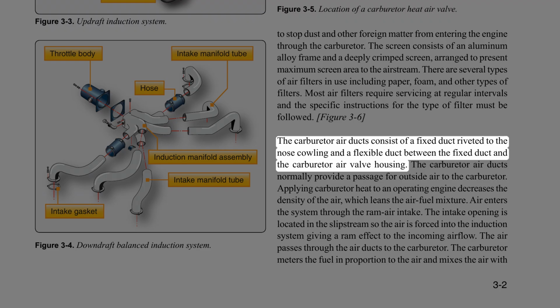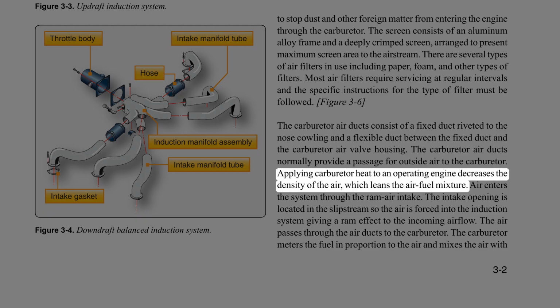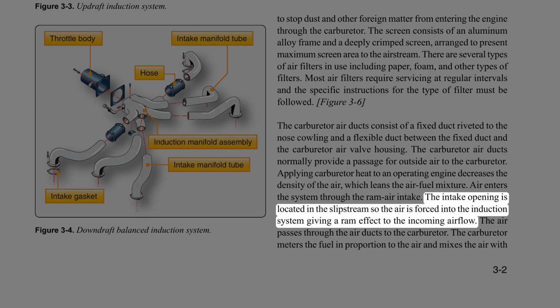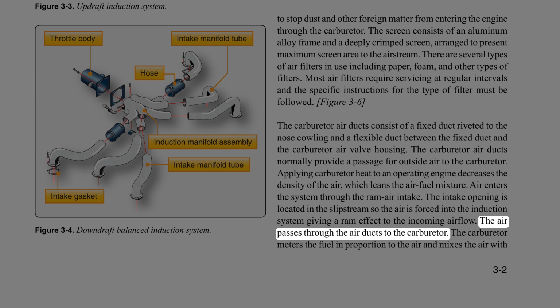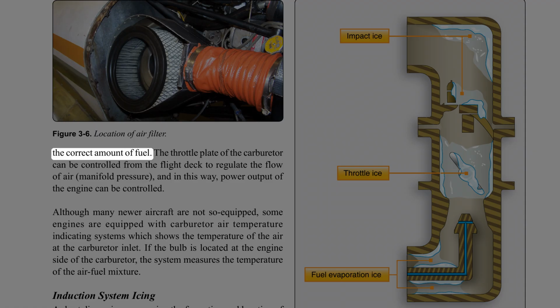The carburetor air ducts consist of a fixed duct riveted to the nose cowling and a flexible duct between the fixed duct and the carburetor air valve housing. The carburetor air ducts normally provide a passage for outside air to the carburetor. Applying carburetor heat to an operating engine decreases the density of the air, which leans the air-fuel mixture. Air enters the system through the ram air intake. The intake opening is located in the slipstream so the air is forced into the induction system giving a ram effect to the incoming airflow. The air passes through the air ducts to the carburetor. The carburetor meters the fuel in proportion to the air and mixes the air with the correct amount of fuel.